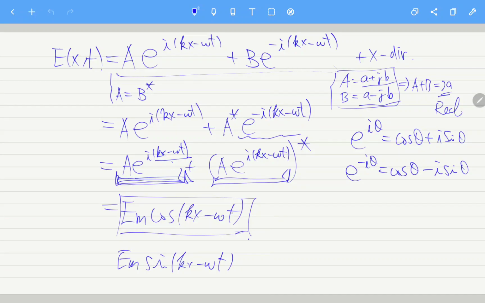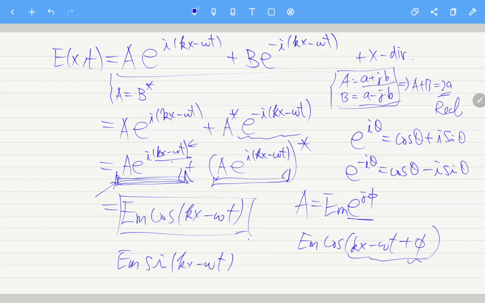Of course, you can still put the phase there. The reason is, if A is also a complex number, then A can be written as E_m exponential to j phi. Then this phi will also go in here. So finally it becomes E_m cosine of kx minus omega t plus phi. Then you can have a phase there.